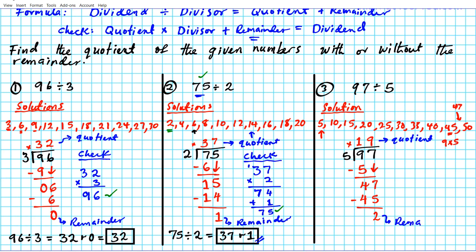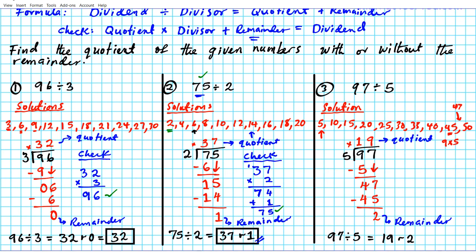So let us write down what the answer is. 97 divided by 5 is 19, remainder 2. Bam, there you have it.